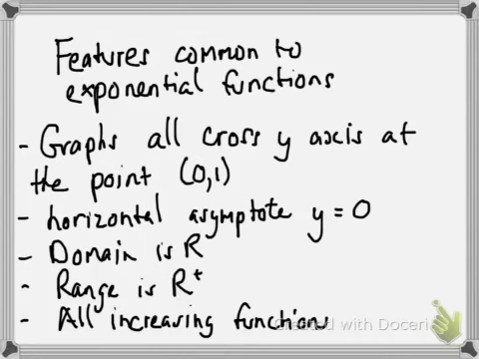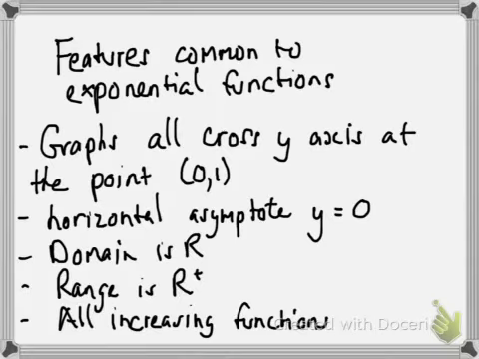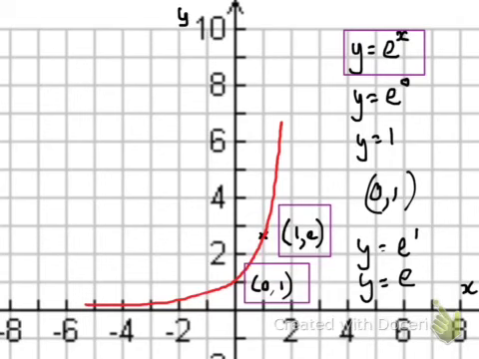The domain is always real numbers. I've stopped these graphs over here, but in reality they keep on going, this way and this way. So they'll eventually cover all x values, so the domain will be real numbers. The range is positive real numbers because of that asymptote there at y equals 0. That means the graph never goes below it, but it will still cover all positive real values for y.